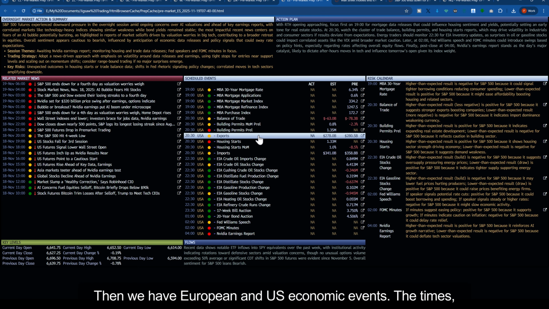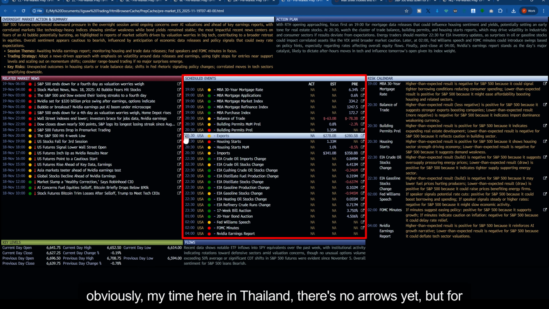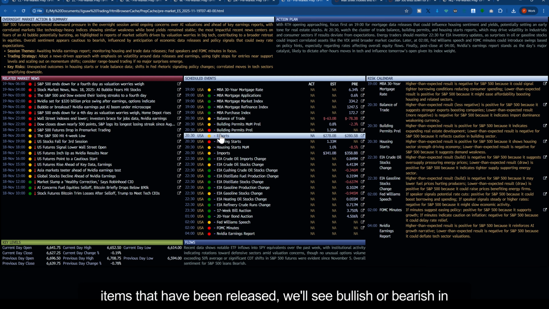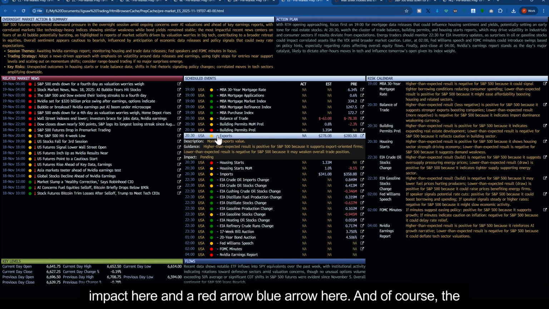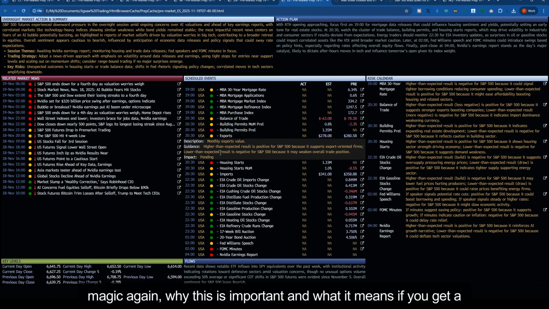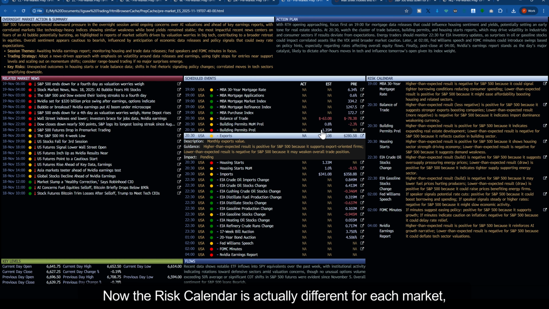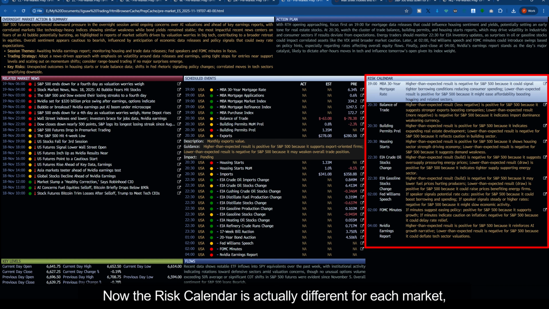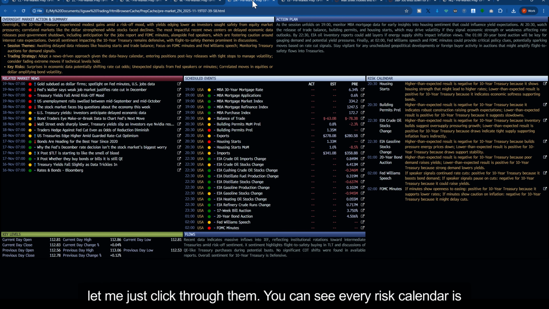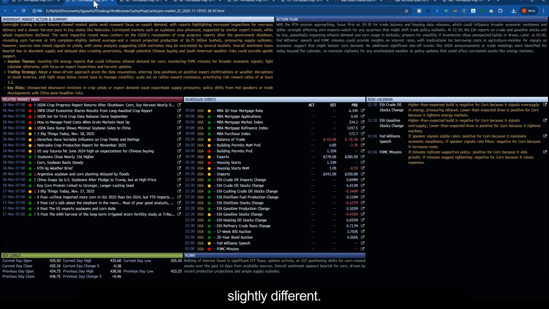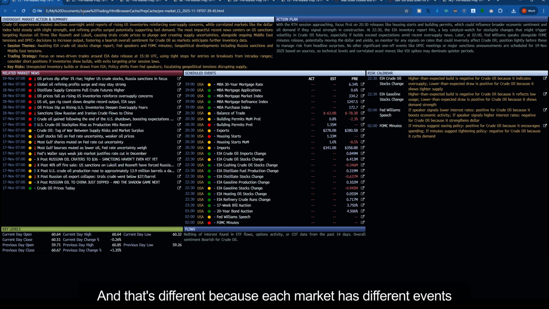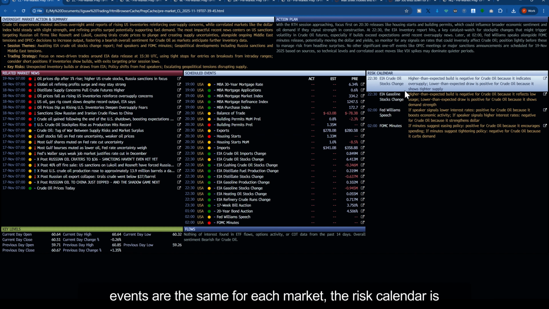Then we have European and US economic events. The times, obviously my time here in Thailand, there's no arrows yet, but for items that have been released, we'll see bullish or bearish in impact here and a red arrow or blue arrow here. And of course the magic again, why this is important and what it means if you get a better or worse result. Now the risk calendar is actually different for each market. We just click through them. You can see every risk calendar is slightly different. And that's different because each market has different events that are relevant to that market. So even though the scheduled events are the same for each market, the risk calendar is different.